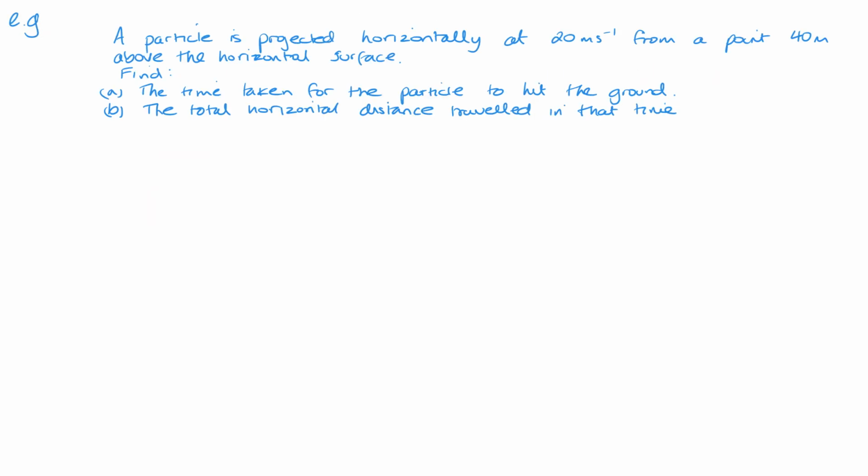So here we have a particle projected horizontally at 20 meters per second at a height of 40 meters above the horizontal surface. We need to first find the time taken for the particle to hit the ground and the total horizontal distance travelled in that time.